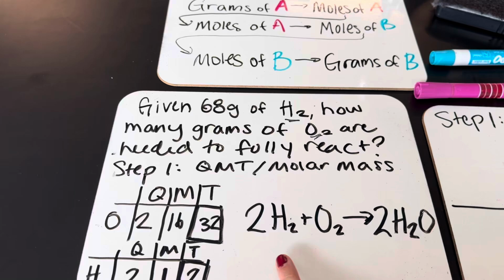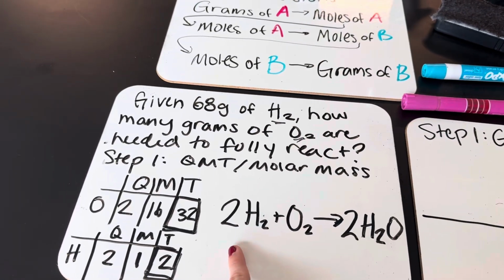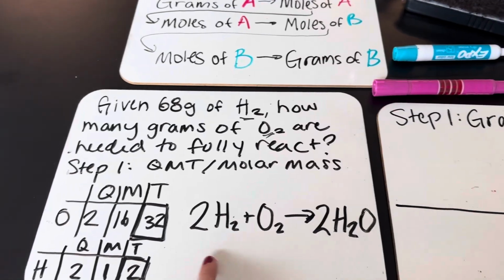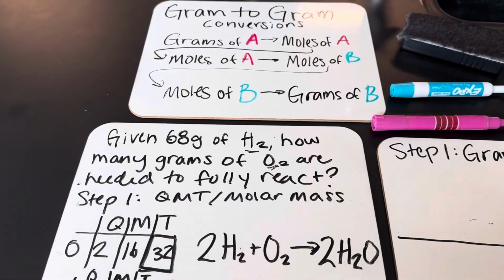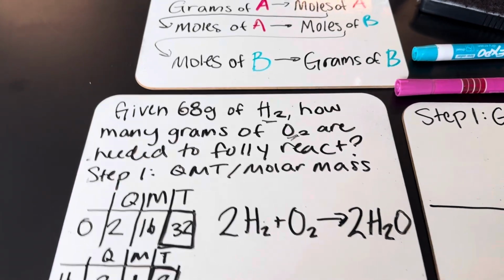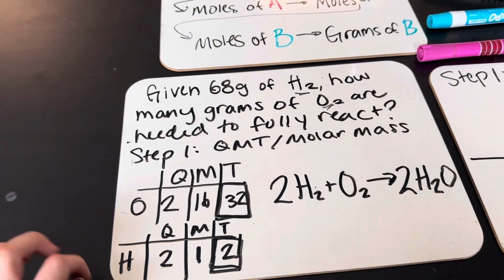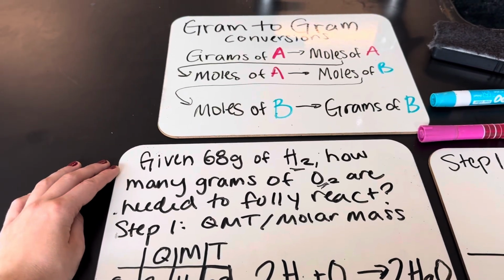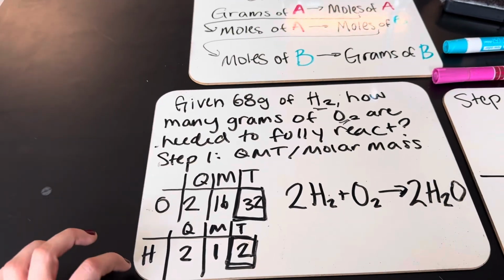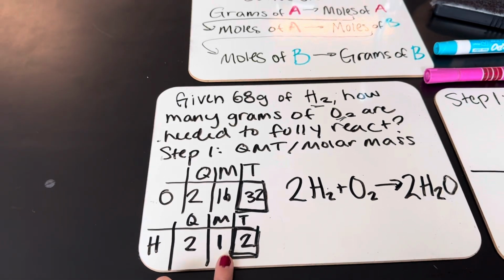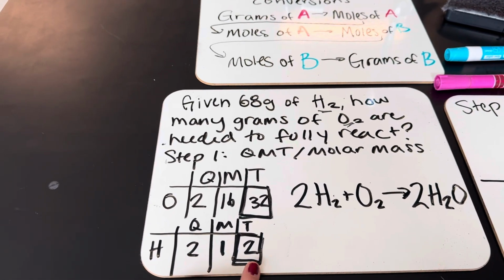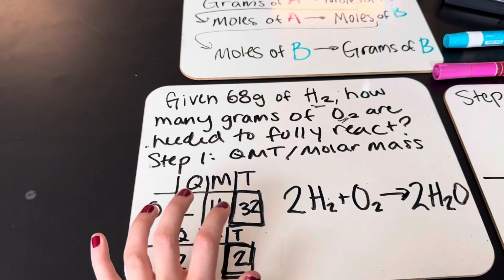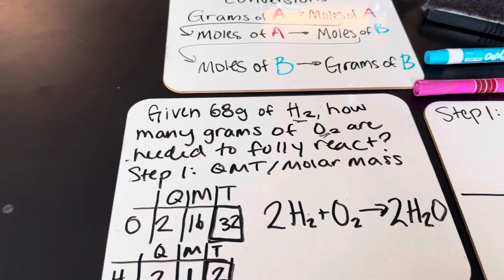So we're going to need to use our mole ratio, but we don't have moles. We were given grams, and so we're going to need to do a gram to mole conversion in order to use our mole ratio. All of that to say, your first step is to do a QMT chart for each of your compounds or substances in your question. So our first substance was H2, and so I did a QMT chart for H2, quantity of 2, mass of 1, total of 2 grams per mole. And same thing for O2, quantity of 2, mass of 16, 32 grams per mole for O2.